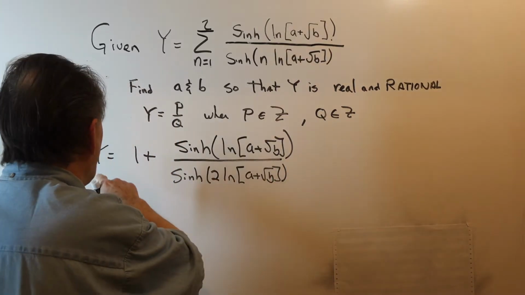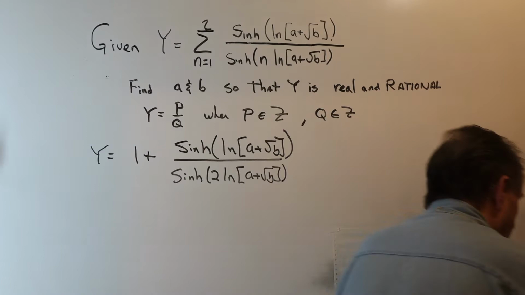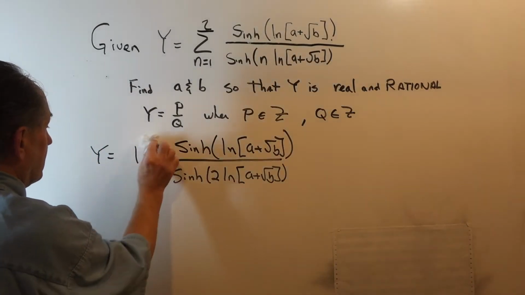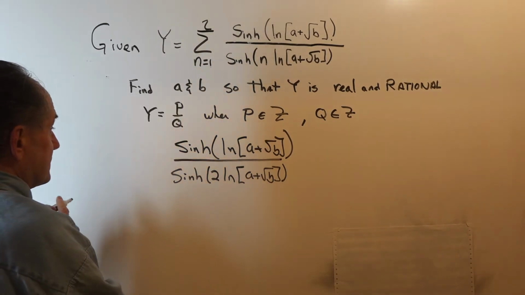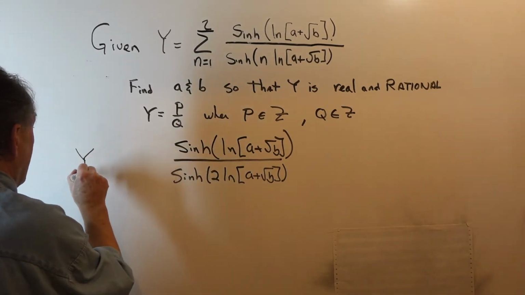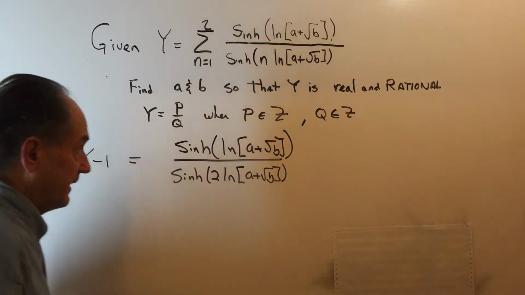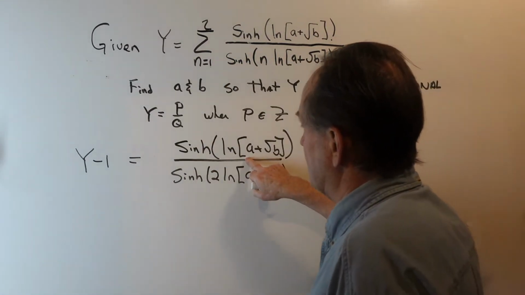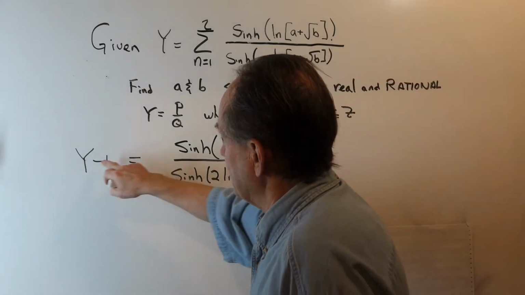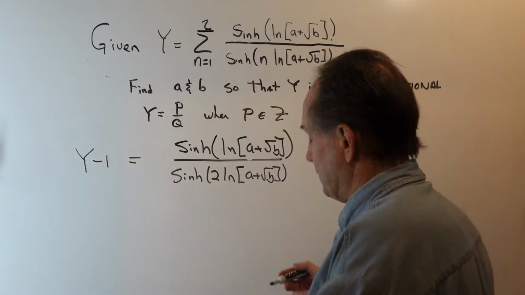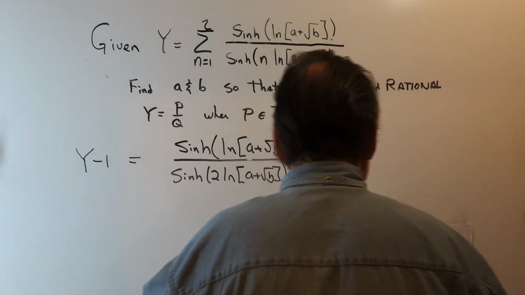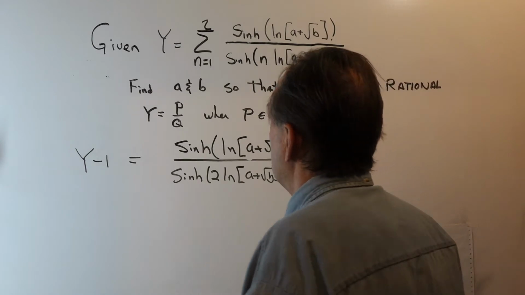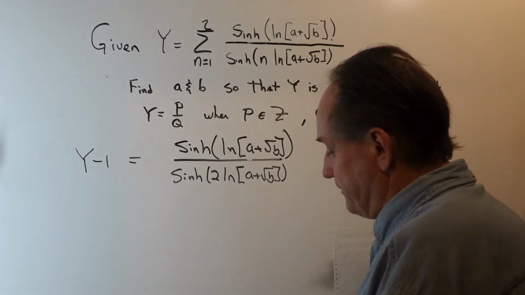Now, to make it a little easier on myself, I'm going to bring the 1 over to this side and we're going to just work on this. So this is y minus 1 is equal to that. And we're going to work on this, because if we can make this rational, then when we add 1 to it, y will also be rational. A rational plus a rational will give us a rational number. Now rationals are closed under addition.